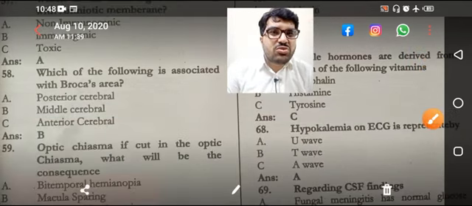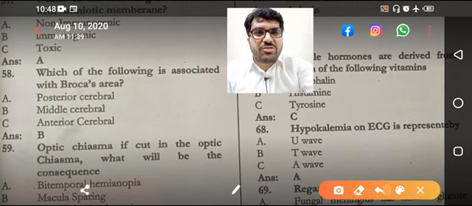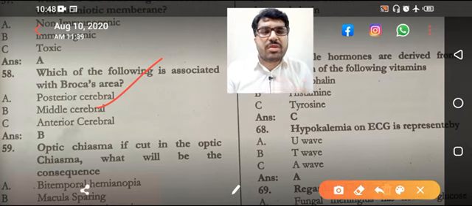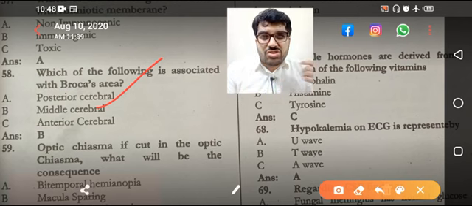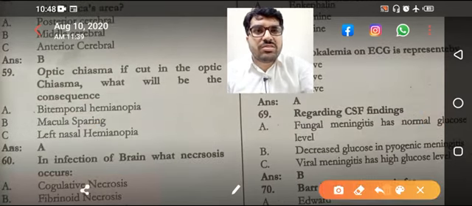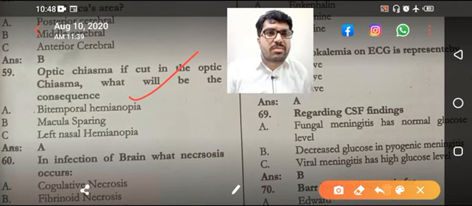Which of the following is associated with Broca's area? Already discussed in my first video, middle cerebral artery. Inferior branches or posterior branches of middle cerebral artery? The answer is inferior branches. And Wernicke's, inferior branches or posterior branches? The answer is posterior branches of middle cerebral artery. Optic chiasma causes bitemporal hemianopia.